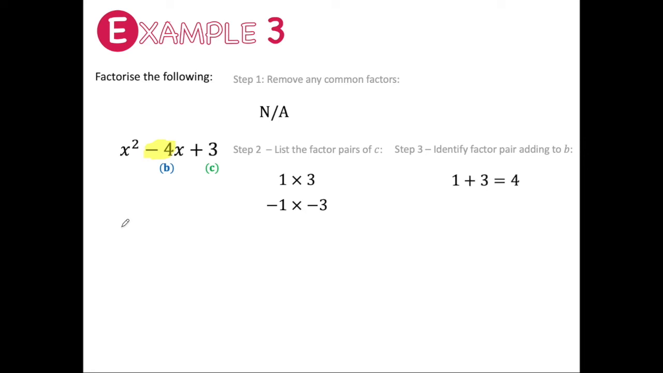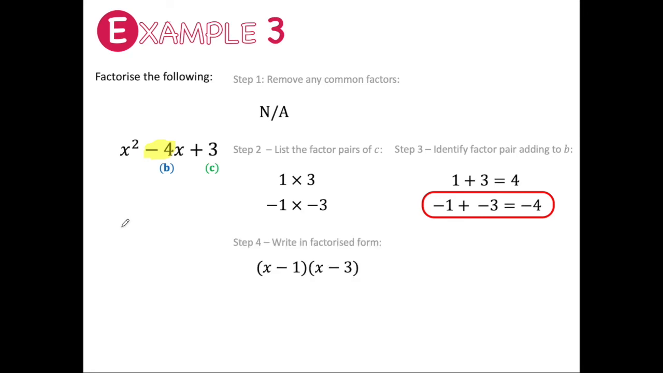So 1 plus 3 is equal to 4. -1 plus -3 is equal to -4. So that is the factor pair that I'm going to use. So when I write my factorized answer, I'm going to use -1 and -3. So I can now go ahead and write my factorized form. And my factorized form is going to be x minus 1 and x minus 3. So because my two factor pairs are negative numbers, I can use subtraction in my factorized answer. So the factorized form of x squared minus 4x plus 3 is going to be x minus 1, x minus 3.